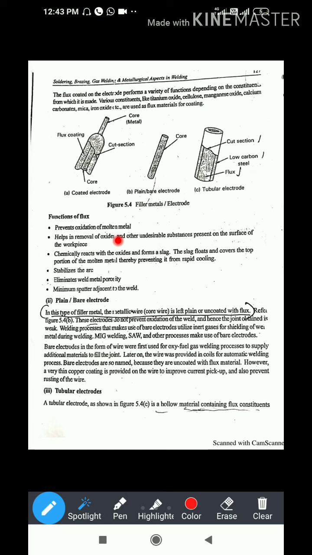The flux makes a slag on the top of the molten metal. Due to this slag, what happens?